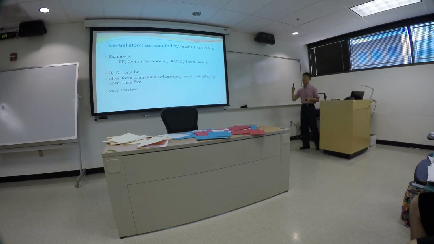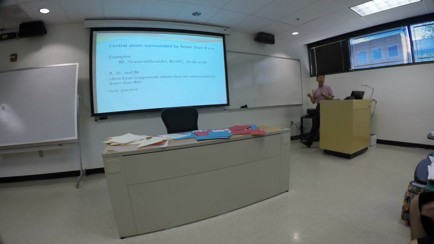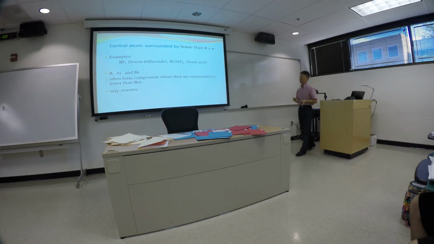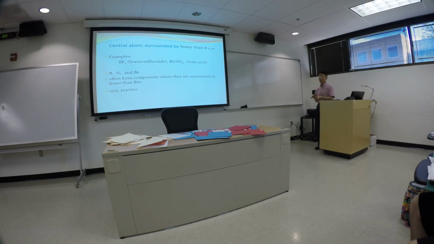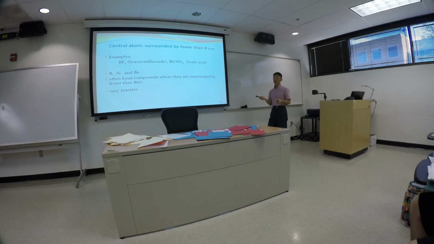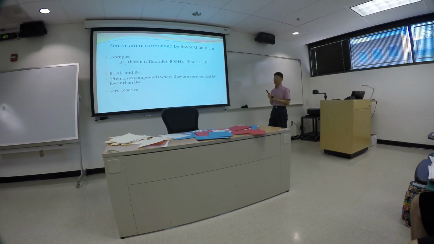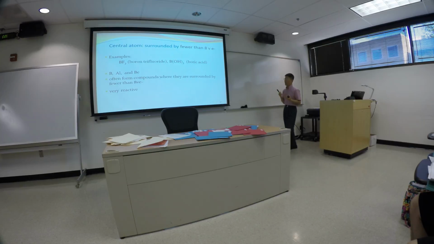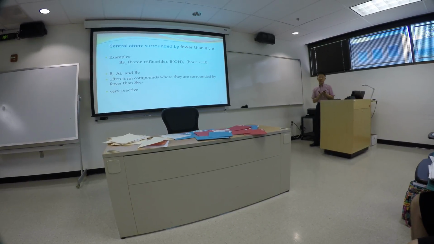So that's atoms with fewer than 8 valence electrons. Boron, aluminum, and beryllium are the very few elements that will be exceptions to the octet rule. These are the situations where you have fewer than 8 valence electrons. The result is that these compounds, like boron trifluoride and boric acid, are very reactive.